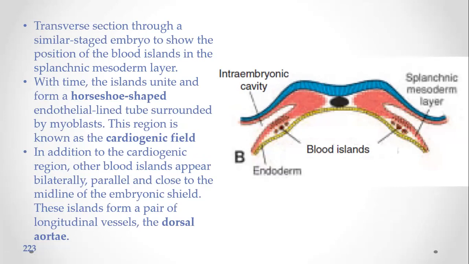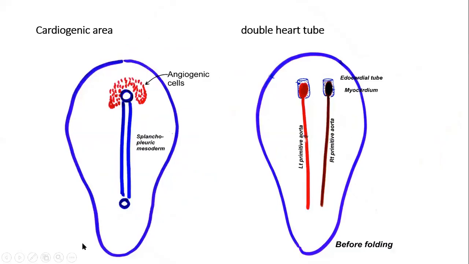In addition to the cardiogenic region, other blood islands appear bilaterally, parallel and close to the midline of the embryonic shield. These islands form a pair of longitudinal vessels, the dorsal aorta. So there will be formation of two types of blood islands. One will form the cardiogenic field that will form the heart, and the other islands will form the dorsal aorta. If you see here, these are the angiogenic cells, and here is the formation of the splanchnic mesoderm, and slowly here is the cardiogenic area, and here are the aortas being formed, primitive aortas.